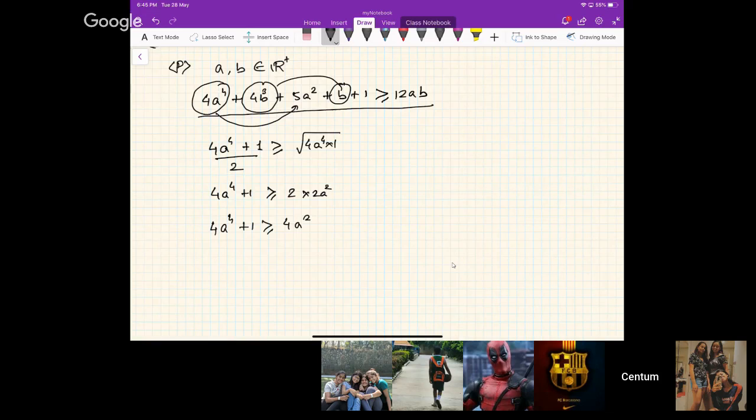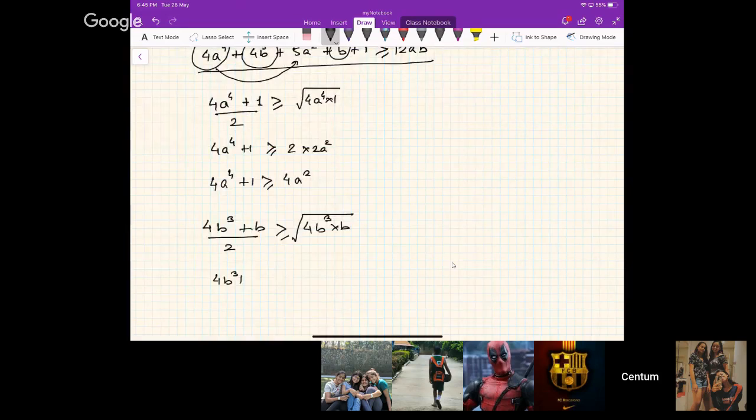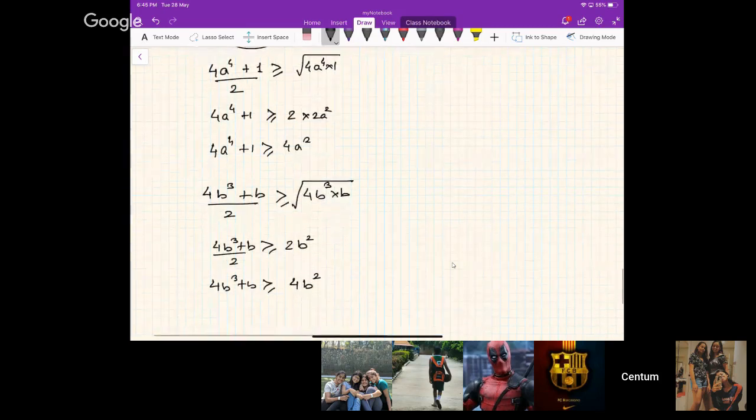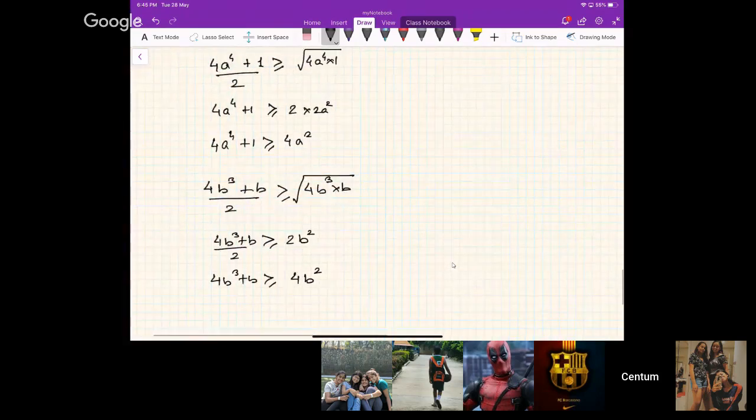Similarly, if I say 4b cube plus b, divided by 2, is going to be greater than or equal to the square root of 4b cube into b, right? So hence 4b cube plus b divided by 2 is greater than or equal to 2b square. So hence 4b cube plus b is greater than or equal to 4b square. Is it okay, guys?